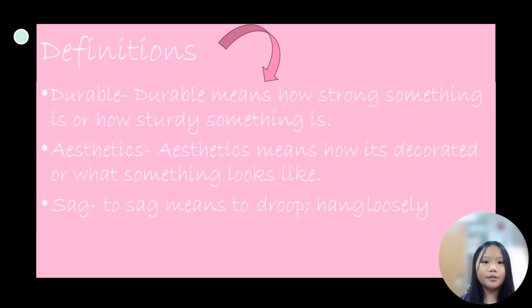Definitions. Durable. Durable means how strong something is, or how sturdy something is. Aesthetics. Aesthetics means how it's decorated or what something looks like. Sag. To sag means to droop or hang loosely.